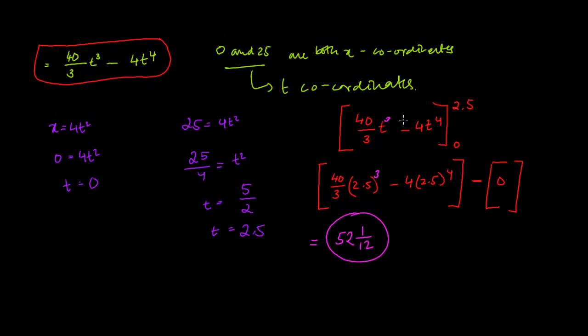Alright guys, I made a little mistake over there. That was 40 over 3 t cubed, not t to the power of 4, like it appears. So eventually, when you boil that down, it simply comes down to 52 1/12, and that is your answer. Alright?